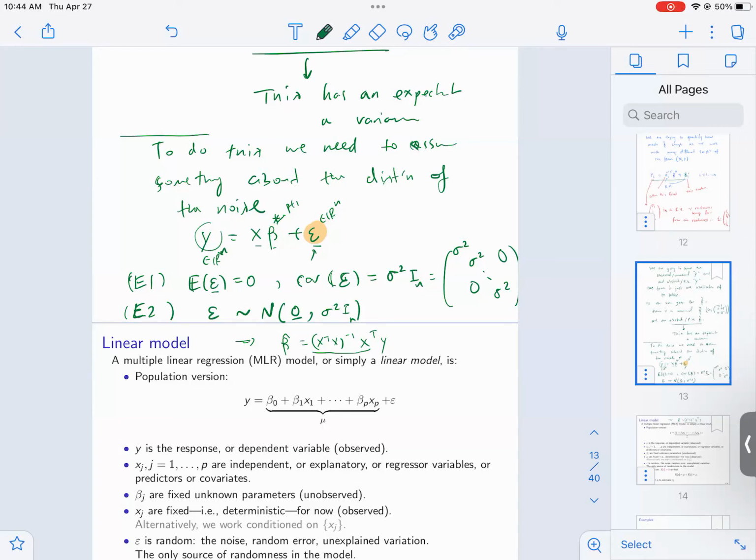Okay, so these two assumptions are going to help us answer the questions that we want at the population level, or at the statistical level. Okay, sounds good. Next time I'll come back and we'll actually do some calculations with this.